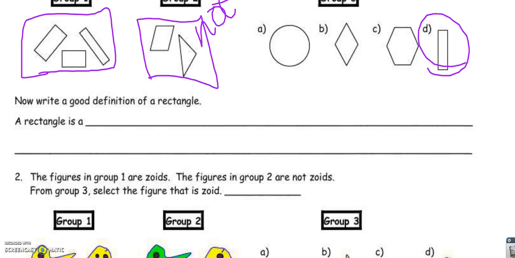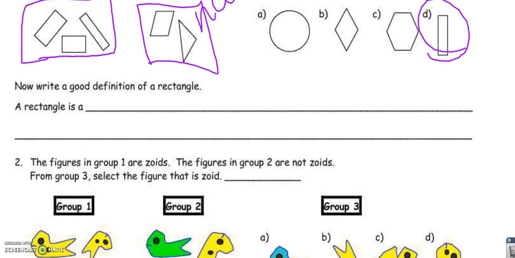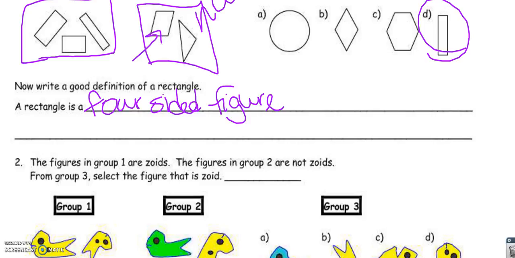So now that we've seen a group of, yes, they are rectangles, and a group of, no, they're not, and we picked one out, write a good definition of a rectangle. Something that very precisely and with words we understand explains what a rectangle is. Okay, so a rectangle is, think about it. What do these all have in common? How many sides do they have? Okay, so it is a four-sided figure. Is that enough information? Well, probably not, because right here we have a four-sided one that's not a rectangle.